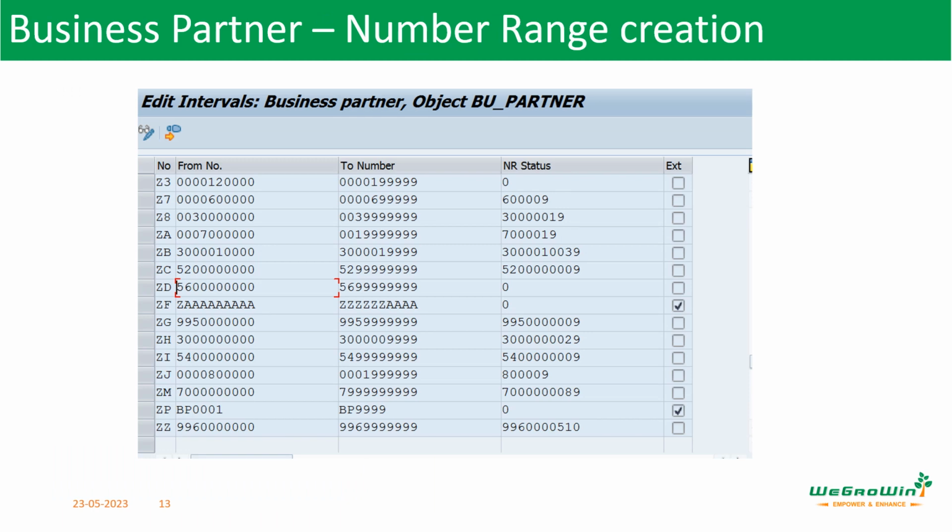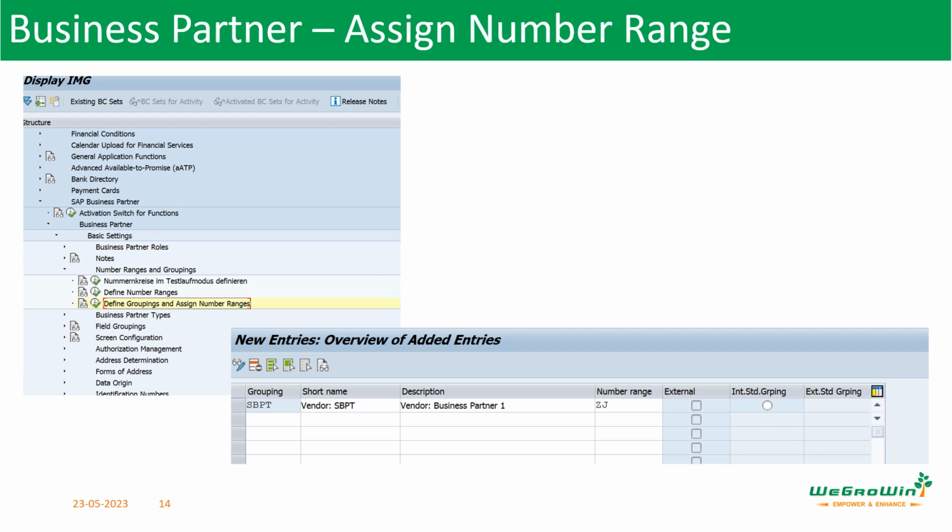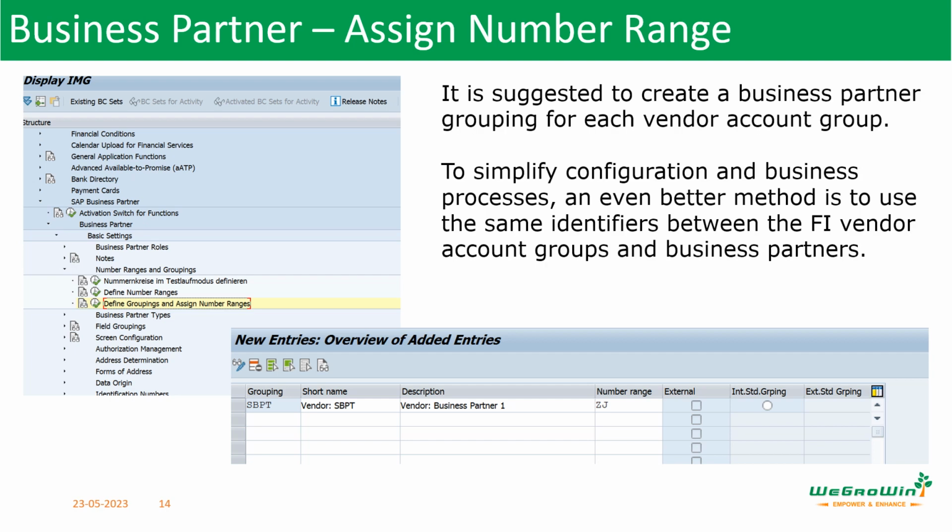The process of defining and assigning the business partner number range follows the same steps we discussed for the vendor account groups just a few minutes back. To assign the business partner number range, the menu path is shown here. As shown here, the number range ZJ is assigned to the business partner grouping SBPT. We recommend creating a business partner grouping for each vendor account group. To simplify configuration and business processes, an even better method is to use the same identifier for the FI vendor account group, which we discussed earlier, and the business partner grouping.